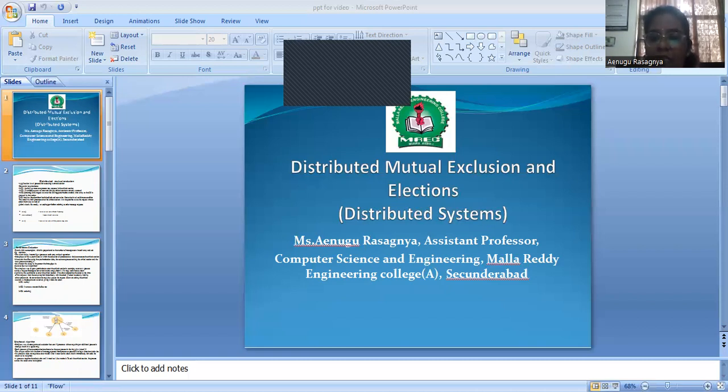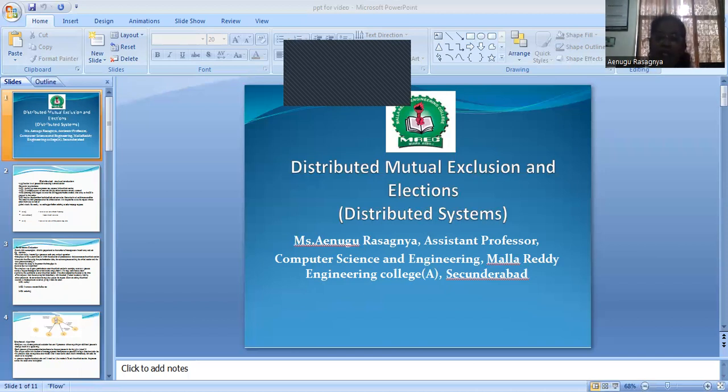Under distributed mutual exclusion, we have several algorithms like the central server algorithm, the ring-based algorithm, and the one using multicast and logical clocks, which is nothing but the Ricart-Agrawala algorithm. And also we have Maekawa's voting algorithm. So these are all examples of distributed mutual exclusion algorithms.